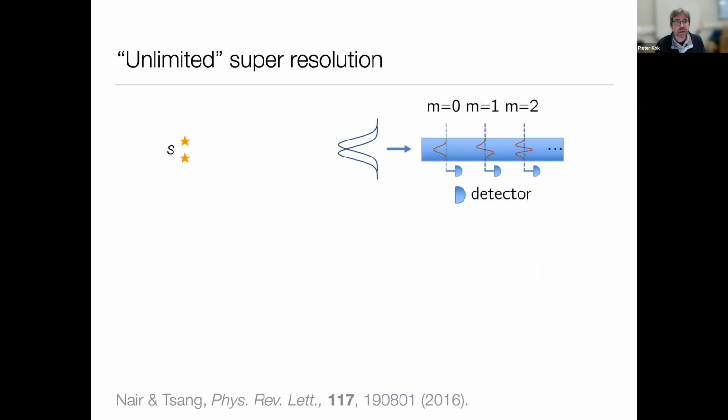Okay, so recently, in 2016, there was a big shockwave through the community because Mankei Tsang and his co-workers demonstrated that actually you can get rid of this. He called it the Rayleigh curse. This limitation that basically you cannot distinguish between two point sources when they get too close to each other.